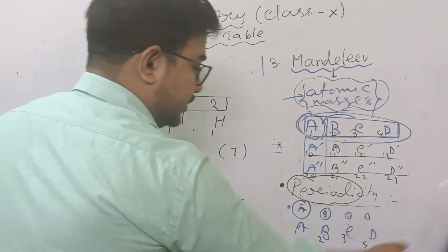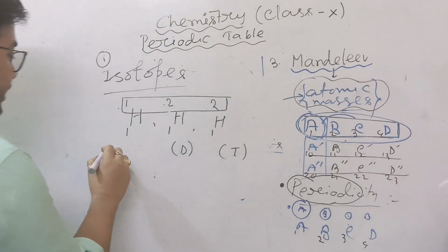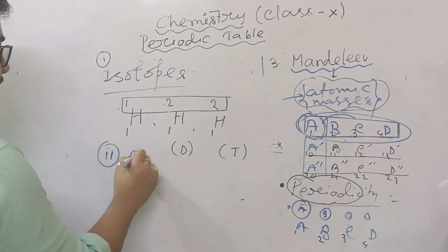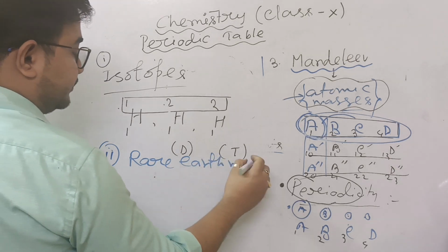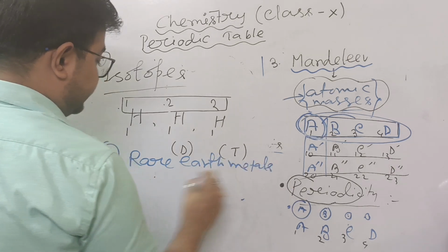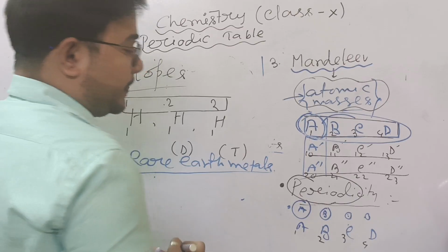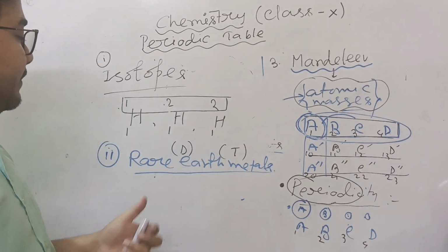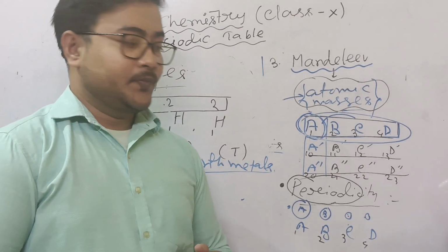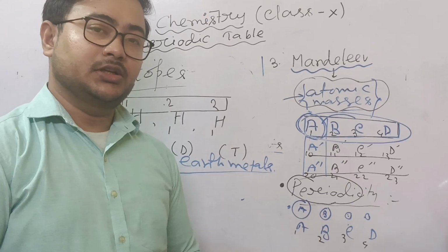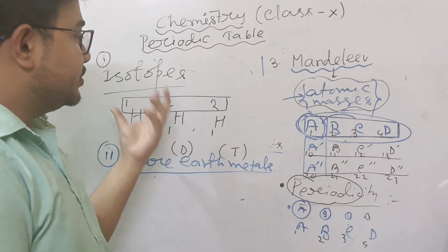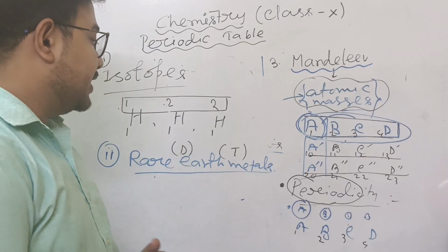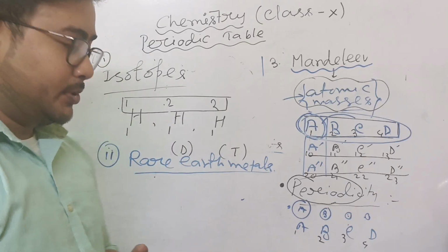The second drawback of the Mendeleev periodic table is for rare earth metals. For some rare earth metals also we cannot give the proper position of all rare earth metals, like isotopes. For isotopes we cannot give the position. For rare earth metals also we cannot give the proper position.